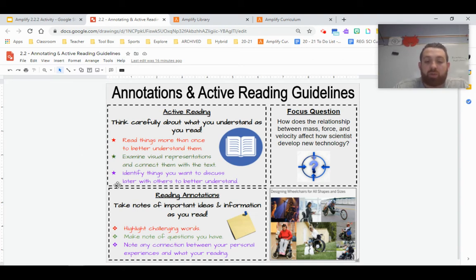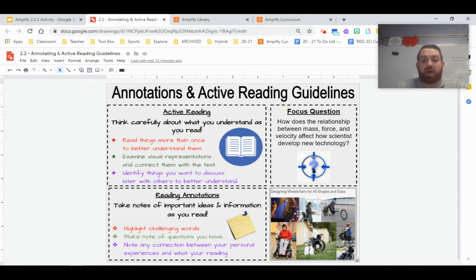So at this point, we're going to be looking at how we're going to be reading and annotating the article that we read, again, to dive deeper. Now, with our article today, we have this focus question. How does the relationship between mass, force, and velocity affect how scientists develop new technology? We might be able to answer that question right now. We might not. Either way, this is a really big question about how mass, force, and velocity affect one another, and how that relationship they have determines how scientists develop new technology, or in this case, different wheelchairs.